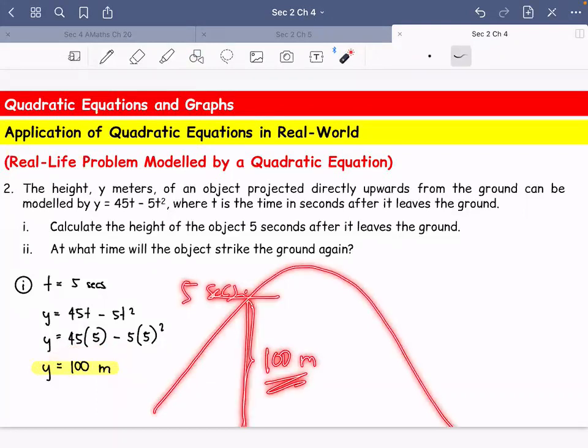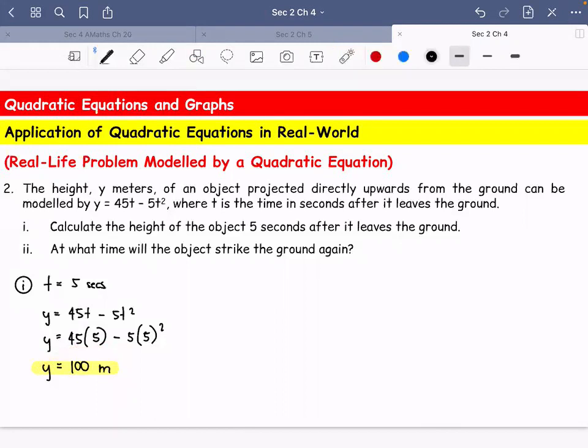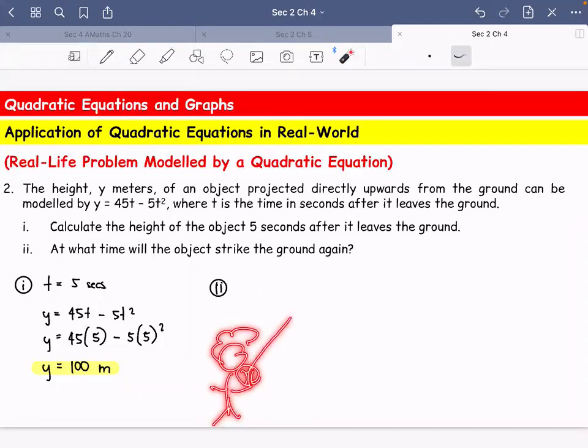All right, now next question, number 2. At what time will the object strike the ground again? So, coming back to Edgar's, when he threw the ball, the basketball, he threw the ball like this, right? And the question for number 2 is: at what time will the ball strike the ground again? So basically, the question here is t, or the time.